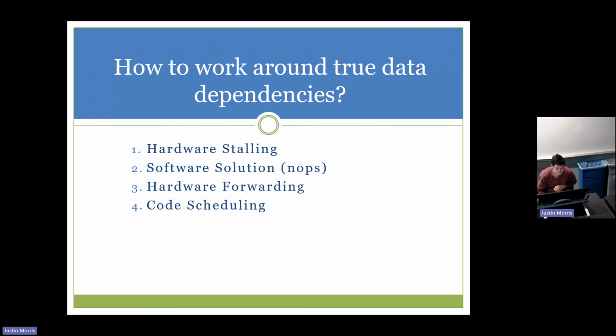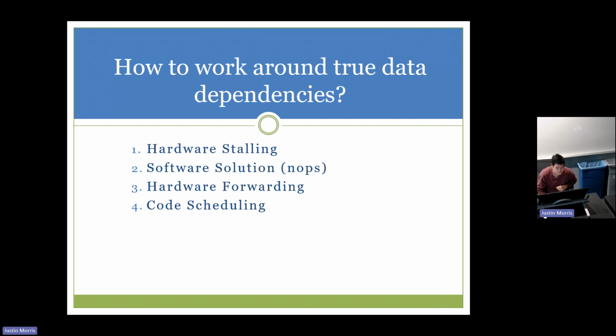The second solution is a software solution where we say to the compiler, this is our architecture. This is how many stalls we need if we have this dependency. And the compiler would just insert the operations in order to ensure that all of our operands are ready when the instruction is coming into the pipeline. And the third solution is through hardware forwarding. So as soon as the result is available, we send that data to the stage on the pipeline where it's needed.